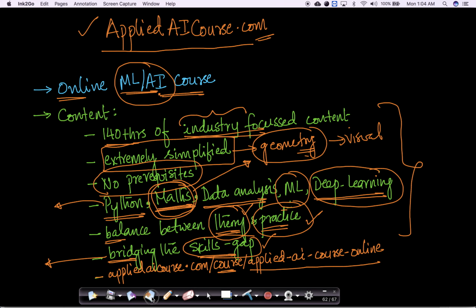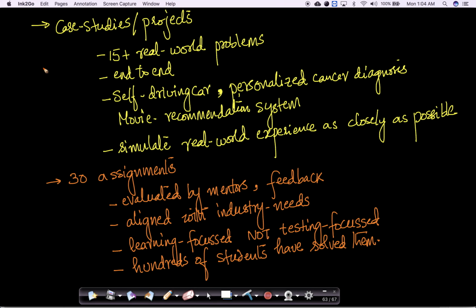Having talked about our content briefly, a very, very key aspect of our content is our case studies and projects. So, as part of the course itself, we solve 15 plus real world problems, and we solve each of these problems end to end. By end to end, what I mean here is we solve these problems starting with the business problem that we have to solve, or the real world problem that you want to solve, up to solving the whole problem, including discussing how to productionize these models.